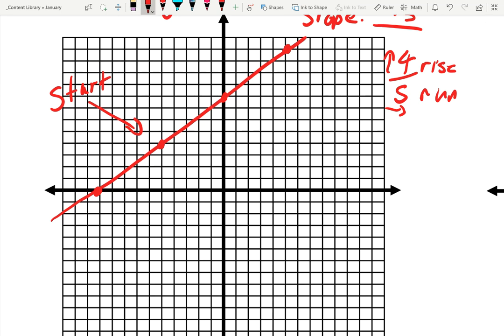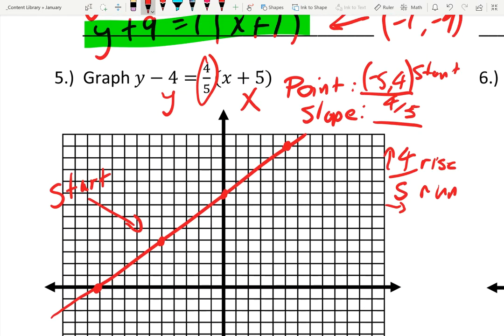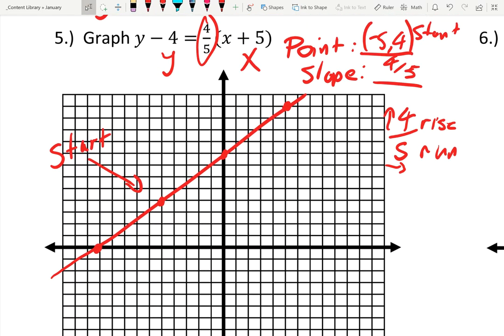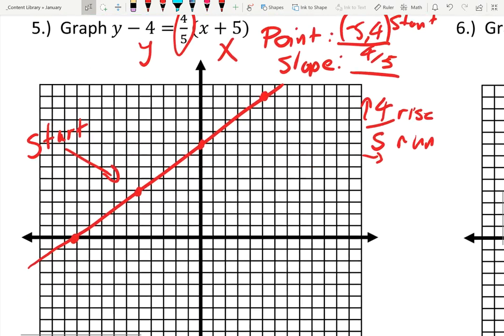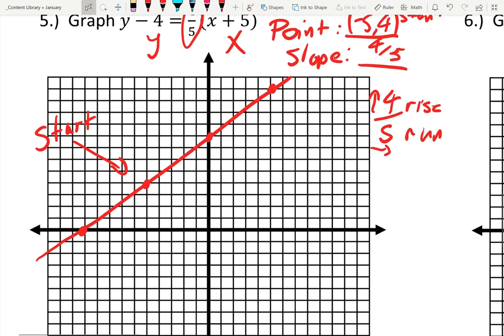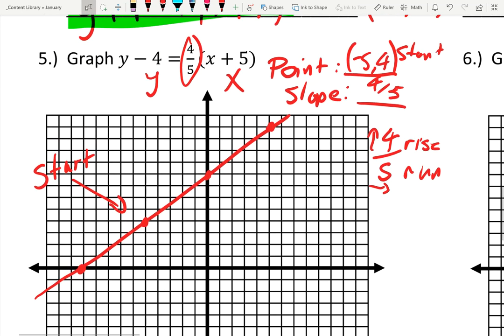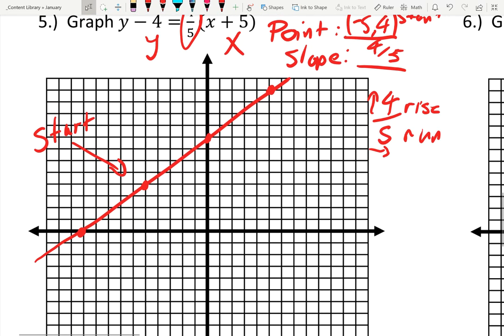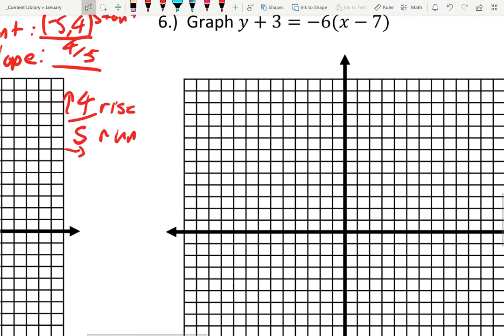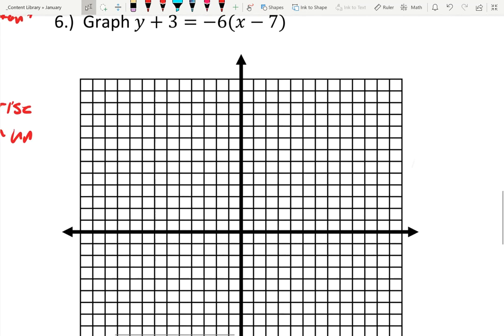Okay, so we started at this point here because that was the point that was in our equation from point-slope form. Not the y-intercept. It didn't tell us the y-intercept. But that's the point from our equation. And then we just went from that point, we followed our slope. So it's kind of like slope-intercept form, but you're just starting at a unique point based on what point was given in the equation.